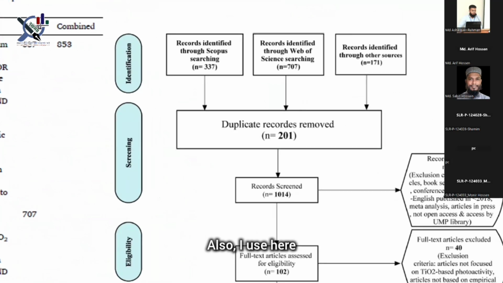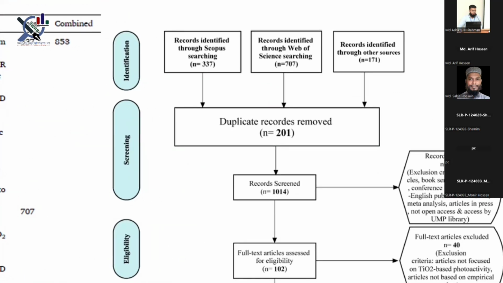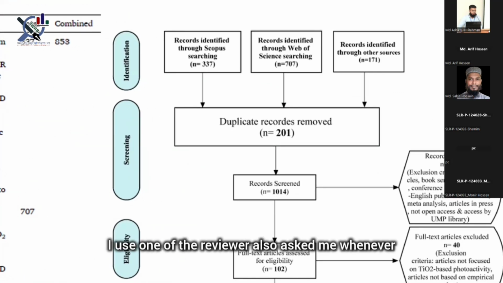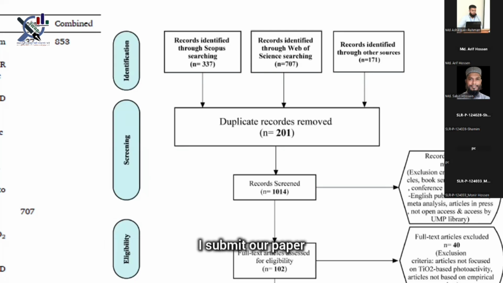Also, here when I show the PRISMA guideline, one of the reviewers asked me, when we submitted our paper, why I used only Scopus and Web of Science and said I had to search other databases also. At that time, I used other databases also. Whenever I used the other databases, I found 171.